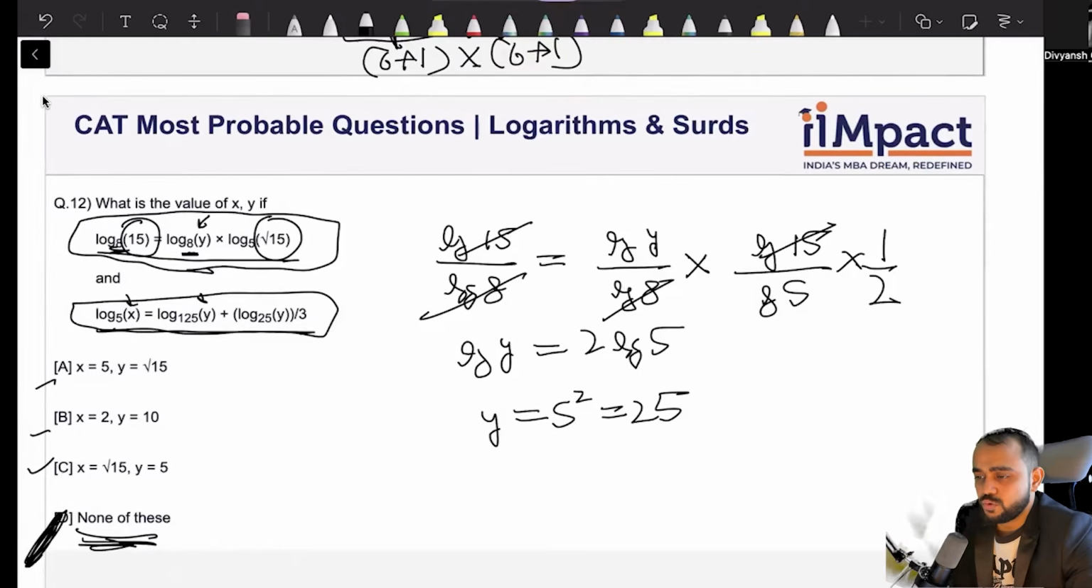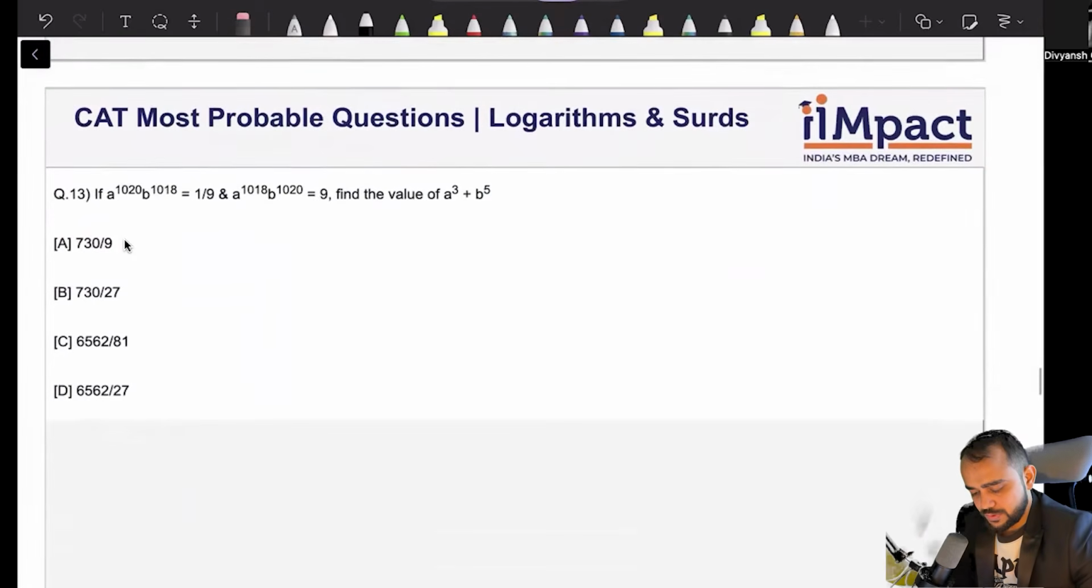So this is a smarter approach. Once you have y, might as well skip finding x, right? All right. So moving on to the next question.